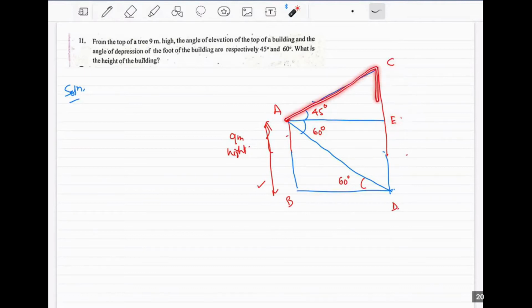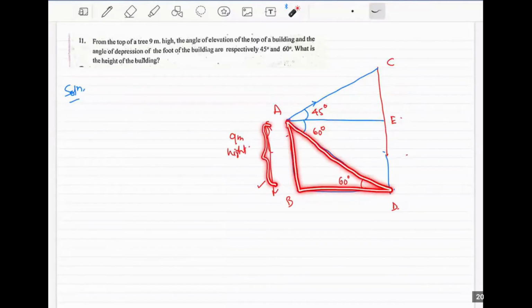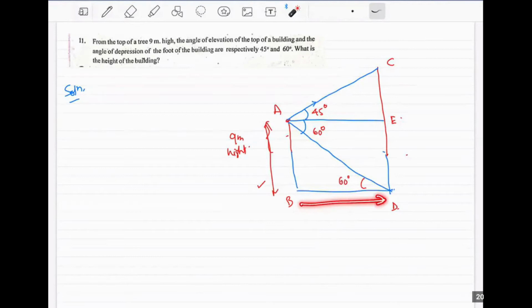We have a right angle triangle right here. In a right angle triangle, if one side and one angle is known, we can find out the remaining sides. The angle is known, but this side or this side is not known. But if you take this triangle right here, this is 9 meter, this is 60 degree, one angle and one side is known. That way you can find out how much is BD. You can also find out how much is AD, but AD is not necessary, right? We can find out BD.